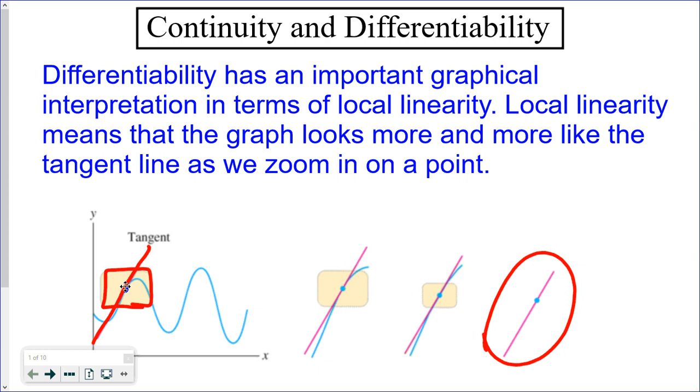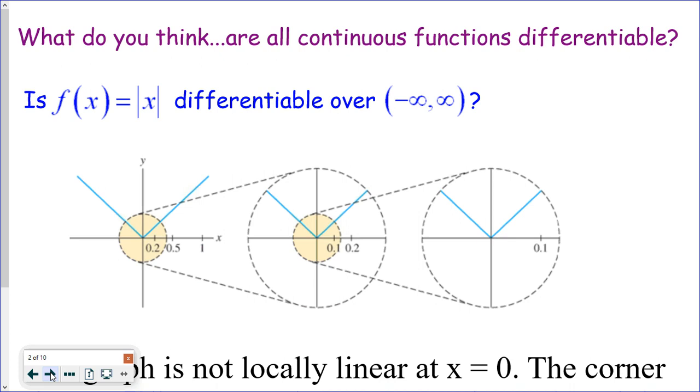Now, in order for a function to be differentiable at a point, the function or the curve has to have this property of local linearity. So that's how you could tell if a function is differentiable at a point. If you zoom in on that point and eventually the graph looks like a line, then the function is differentiable at that point.